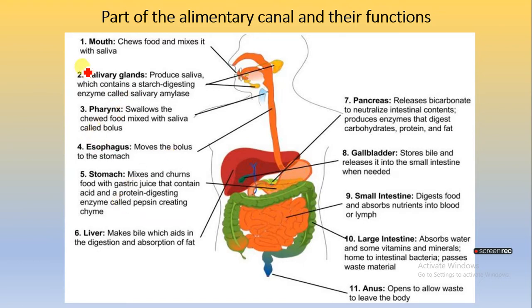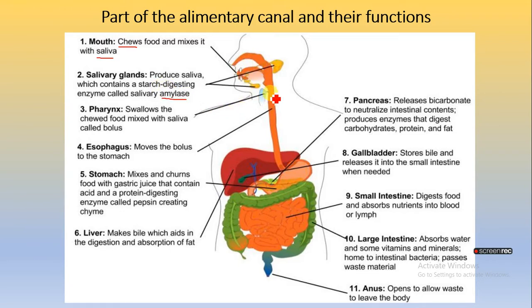The first thing is the mouth. Here you chew the food and mix it with saliva. The chewing action is mechanical digestion. However, the saliva contains an enzyme called amylase, and this enzyme helps in the digestion of starch. So chemical digestion of starch starts in the mouth, and mechanical digestion by the action of the teeth also starts in the mouth.